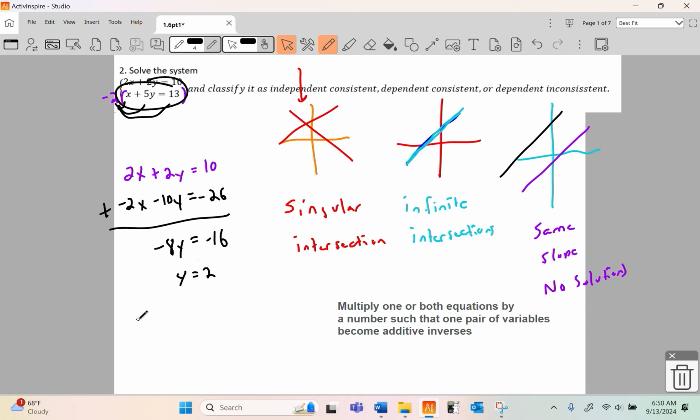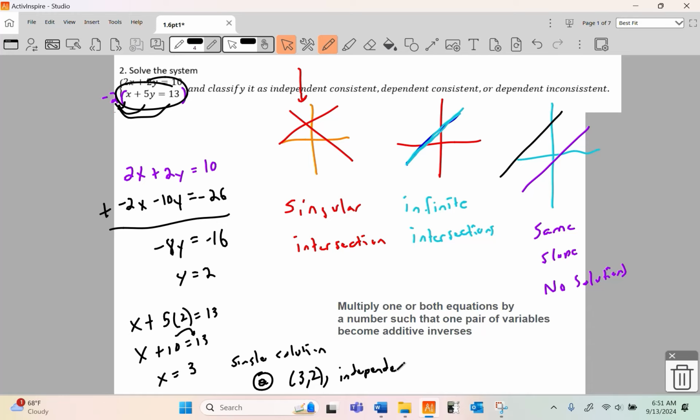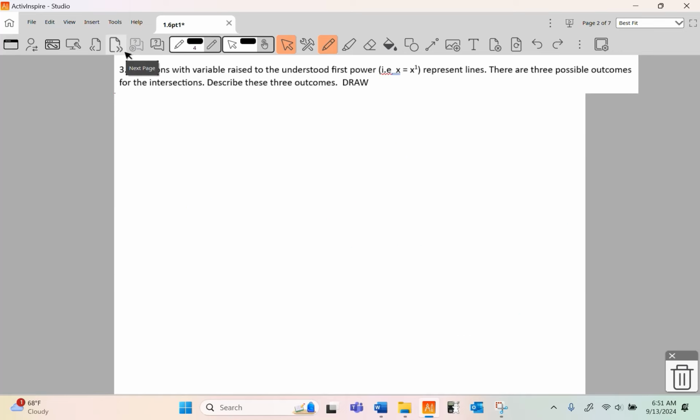I see this equation right here. x plus 5y's and y is 2 equals 13. 5 times 2 is 10. And 13 minus 10 is 3. So you'll notice that we have a single solution at 3, 2, ordered pair. So therefore we are independent consistent. Not a hard problem. Moving forward.